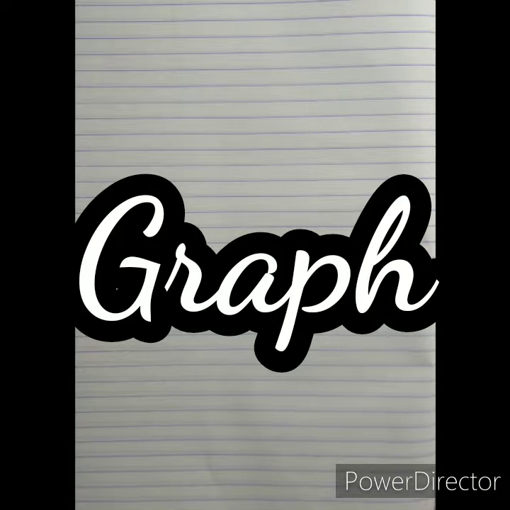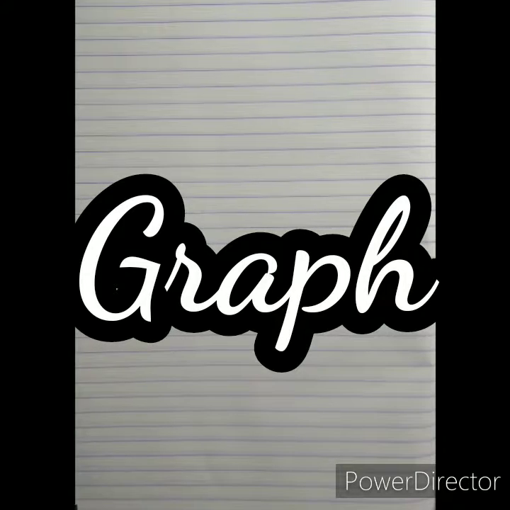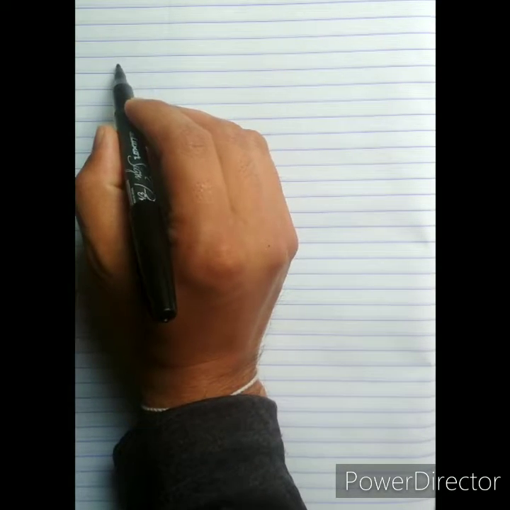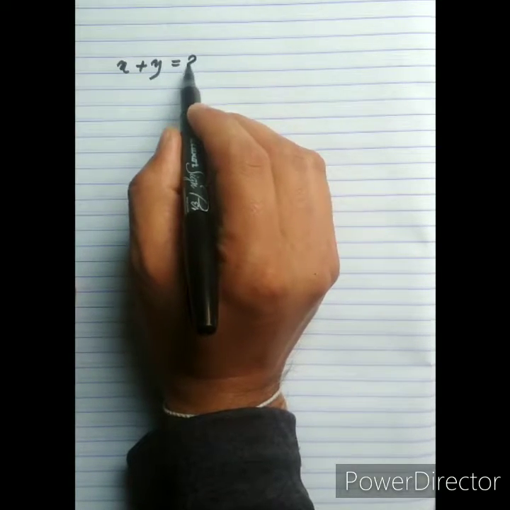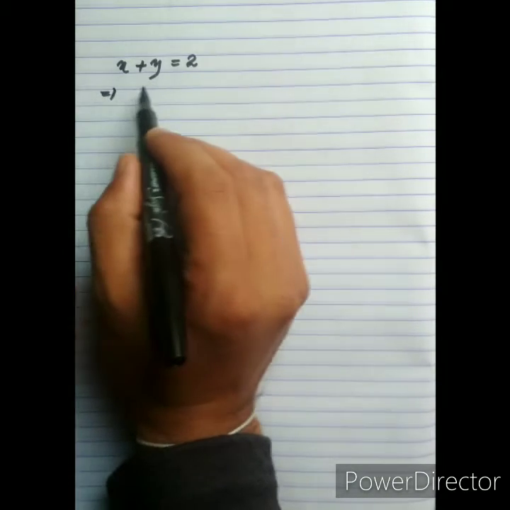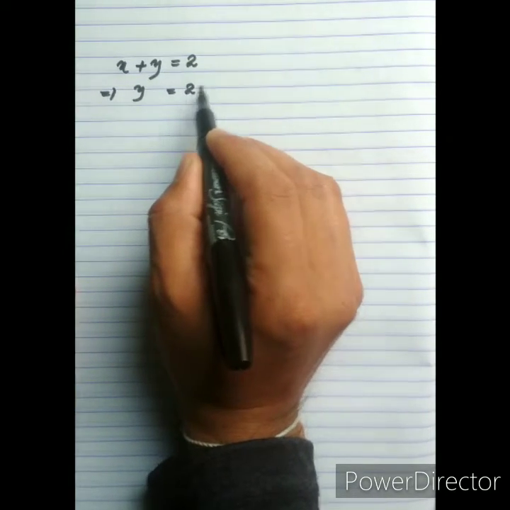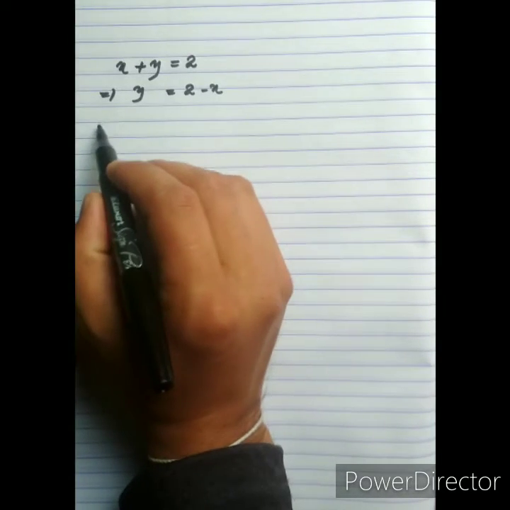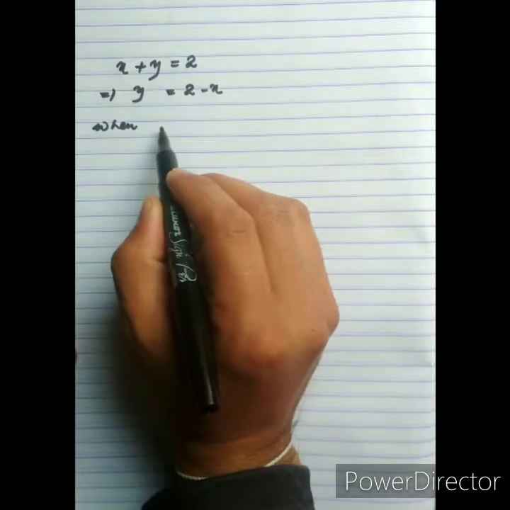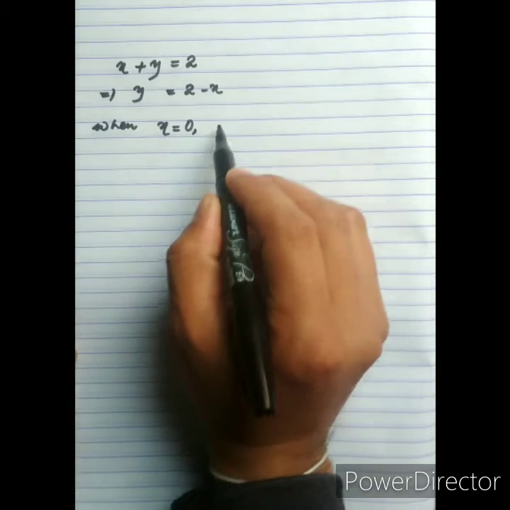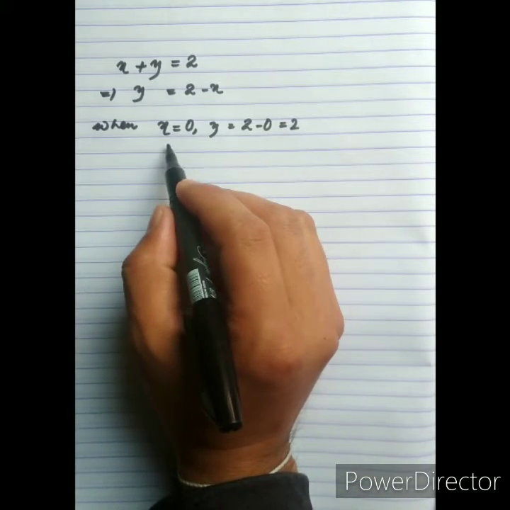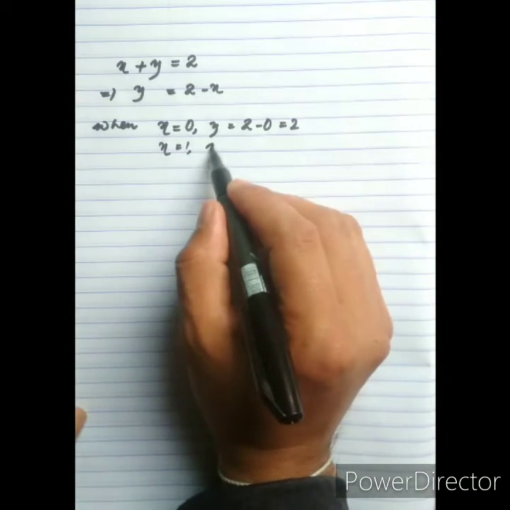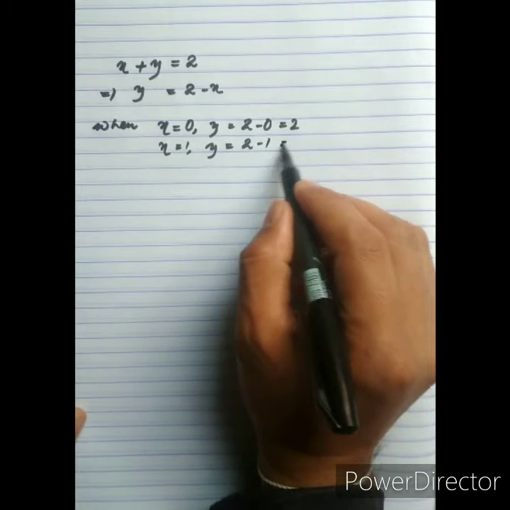Okay, now we'll start the graph of the linear equation. So before I come to the topic, to the graph, let me just give you one linear equation first. X plus y equal to 2, and I will find the solution of this equation, so minus x. So we can take different values of x. When x is 0, y will be 2 minus 0, so we get here 2. Sorry. When x is 1, y will be 2 minus 1, we get here 1.